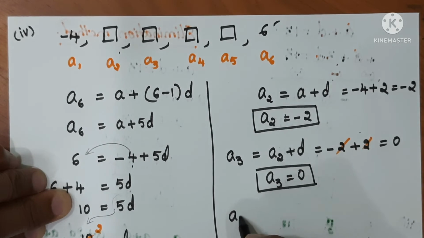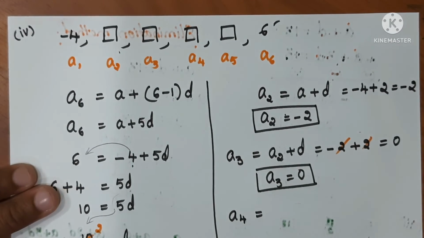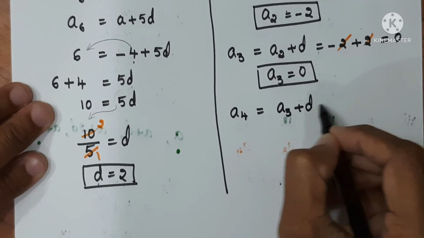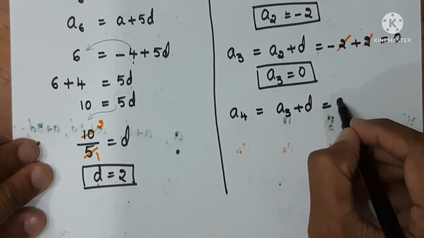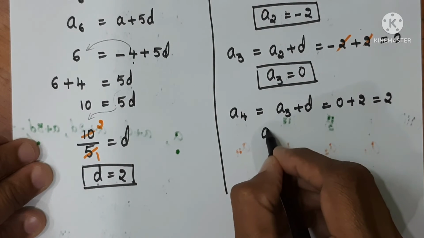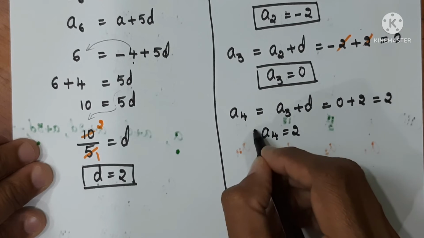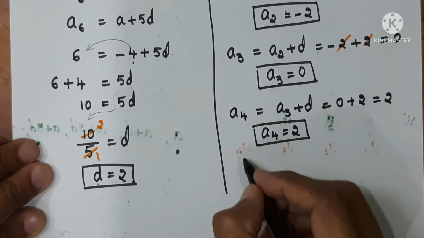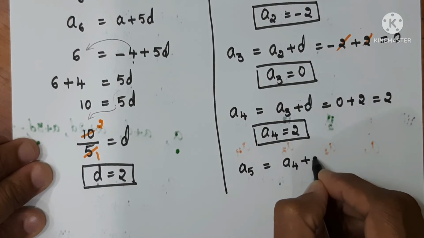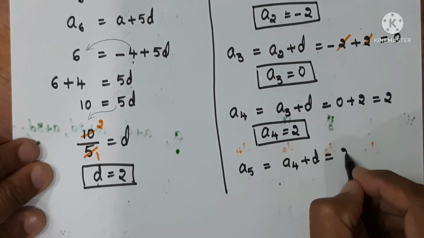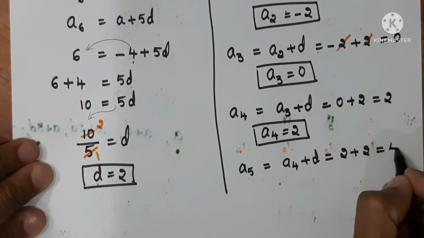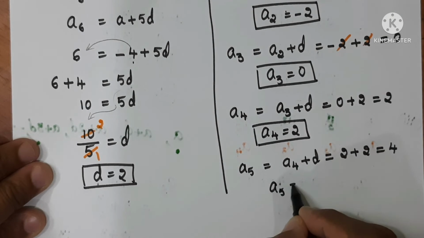To get the fourth term, we have to add the common difference to the third term. a3 plus d, which is equal to the third term 0 plus common difference 2, which is equal to 2. So the fourth term is 2. Now to get the fifth term, add the common difference to the fourth term. Fourth term is 2 plus common difference 2. We get 2 plus 2 is 4. So the fifth term is 4.